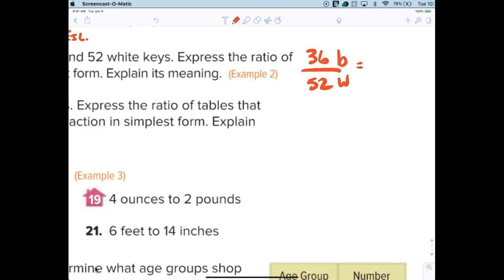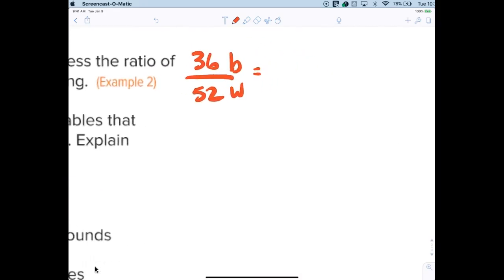Nope. 6 is not going into 52. They're both even. Yeah, let's divide by 2. What's 36 divided by 2, Sean? 18. And what's 52 divided by 2? So now, divide by 2 again.